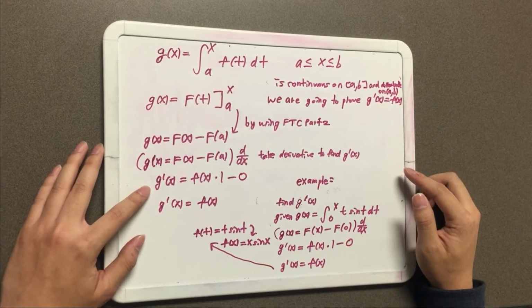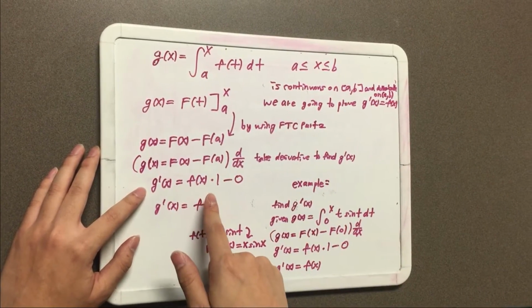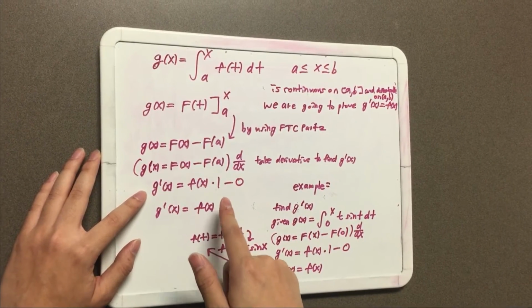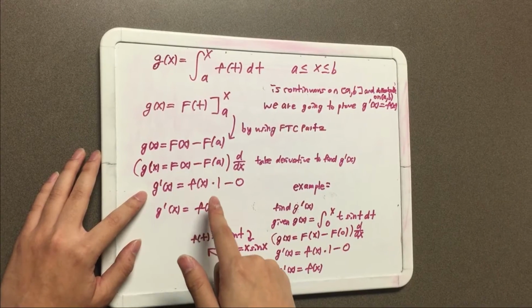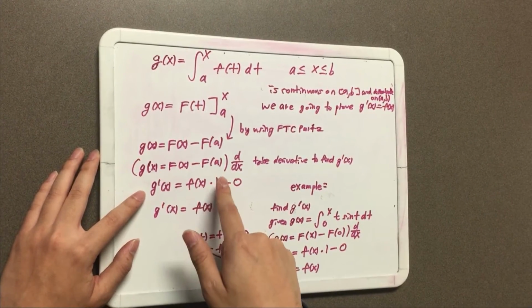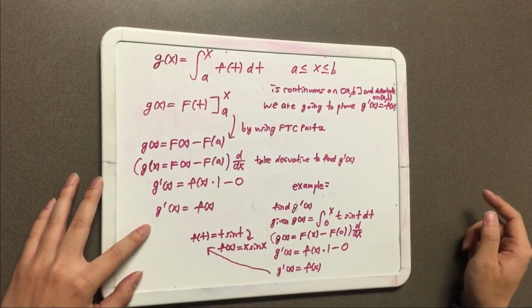So g prime of x is equal to little f of x times, since it's the chain rule, we need to take the derivative of x and multiply by that. So it's going to be little f of x times 1 minus 0, since big F of a is a constant. So g prime of x is equal to little f of x.